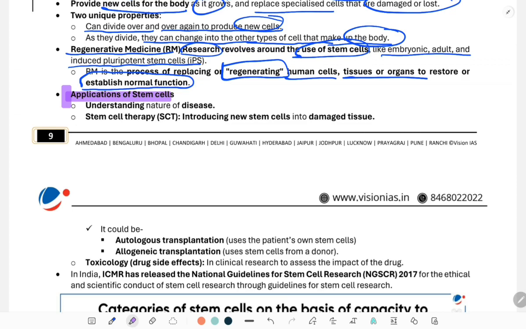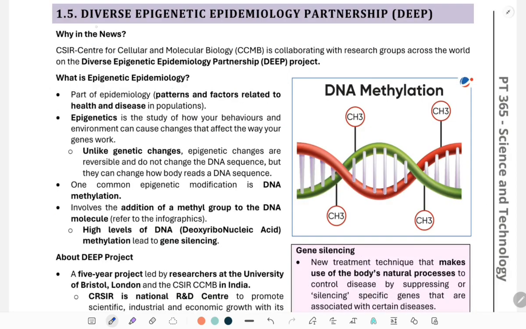It helps in understanding the nature of diseases, and it helps in stem cell therapy, introducing the new stem cells into a damaged tissue, and it could be autologous transplantation, which uses the patient's own stem cells, and allogeneic transplantation, which uses the stem cells from the donor.